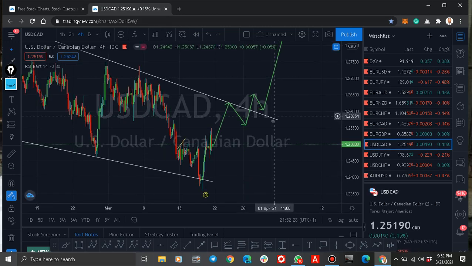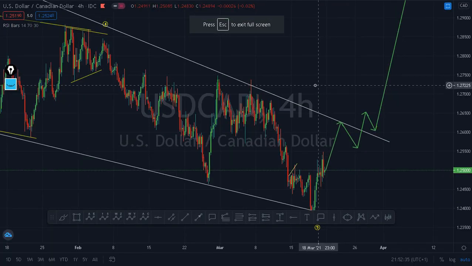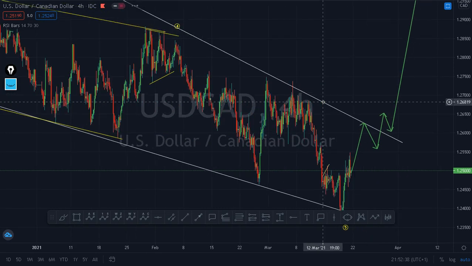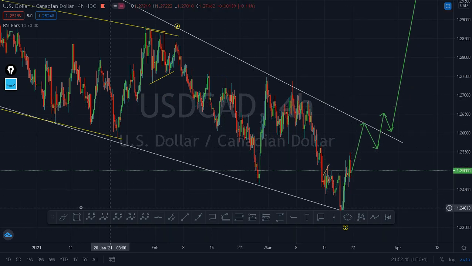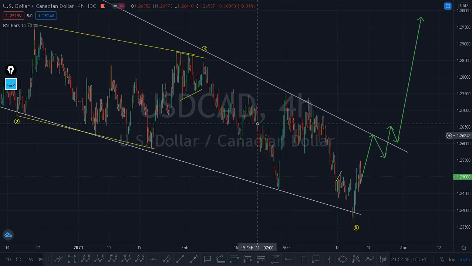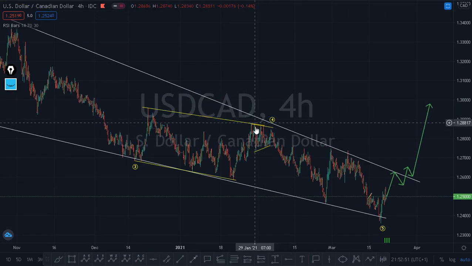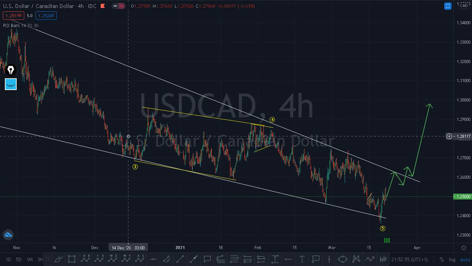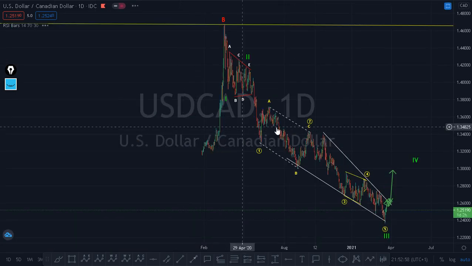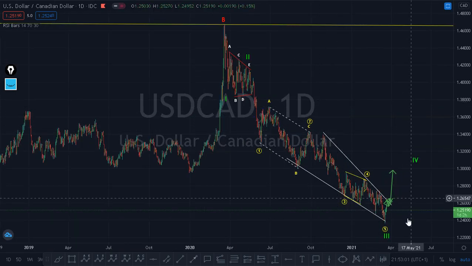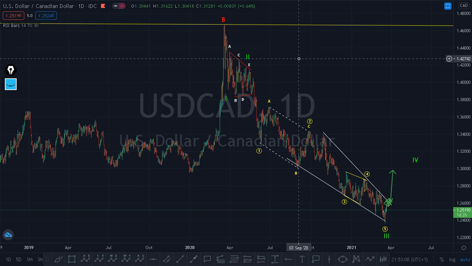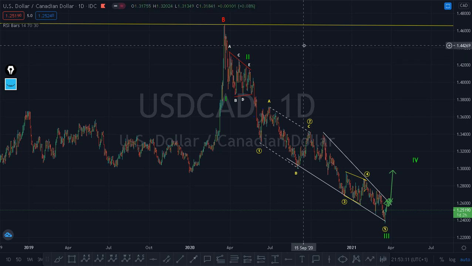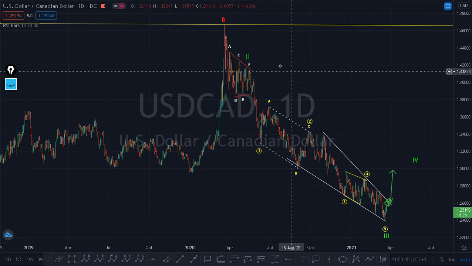USD CAD. You can see a big channel, a very big channel we have here, and let me zoom the chart. Okay, USD CAD, I assume, let me go to daily. In USD CAD, I assume that this very move is over, and this is a good example of motive wave selling, or maybe impulse wave.